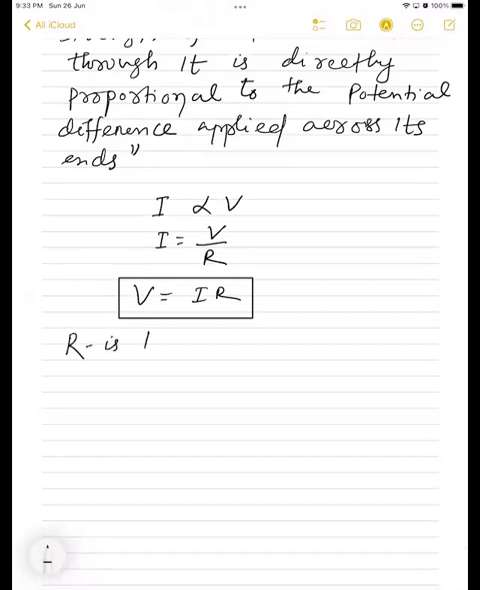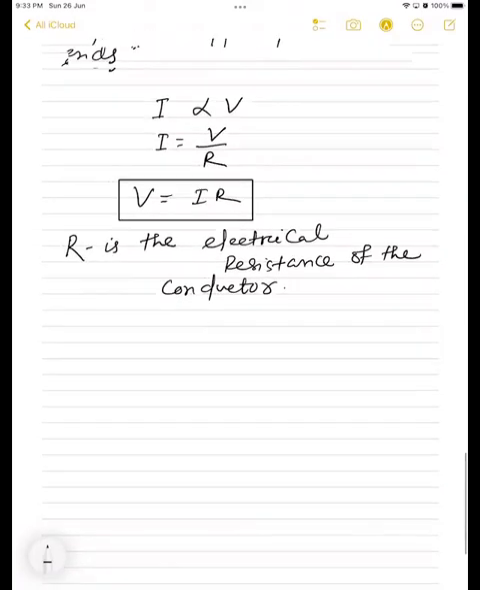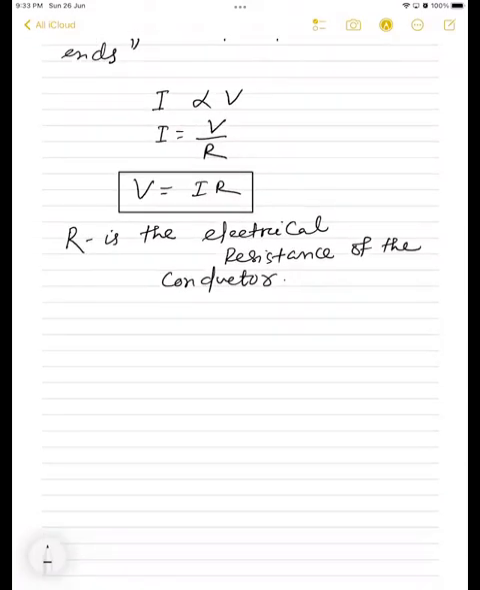R is the electrical resistance of the conductor, right, students? So Ohm's law is neither a basic law nor a derivable one, right? It's just an empirical relation, right?